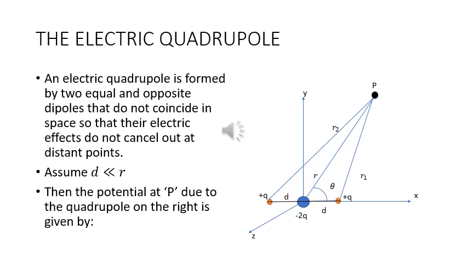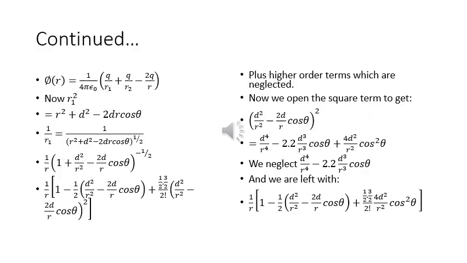We assume that d is very much less than r. The potential at a point P due to the quadrupole on the right is given by 1 upon 4 pi epsilon naught, q upon r1 plus q upon r2 minus 2q upon r. r1 square is equal to r square plus d square minus 2dr cos theta. 1 upon r1 will therefore be equal to 1 upon (r square plus d square minus 2dr cos theta) raised to the power half.